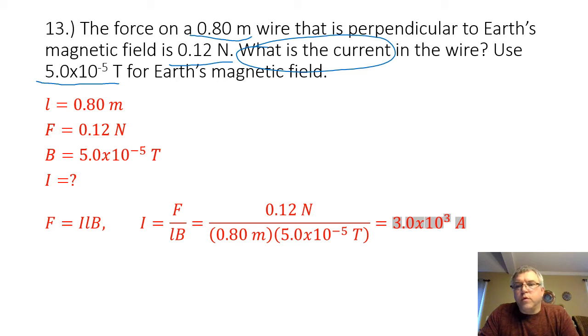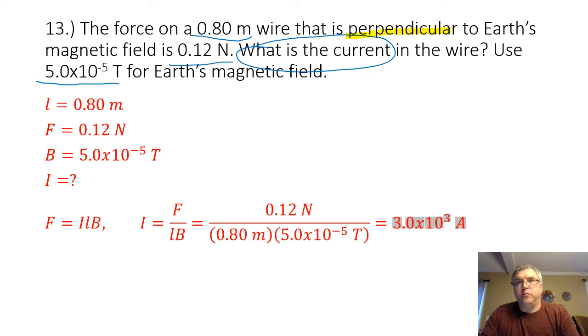One quick note before we move on to the next problem. All of these should be relatively straightforward. The one thing I do want to point out is that you'll see this word perpendicular popping up a lot. And remember from the PowerPoint that in order for the force to be acting at its maximum value, the current and the magnetic field have to be at right angles to one another. That's why we have all three axes. So everything has to be at a right angle to each other. So we're going to assume, unless otherwise stated, that everything is always going to be at 90 degrees or perpendicular.